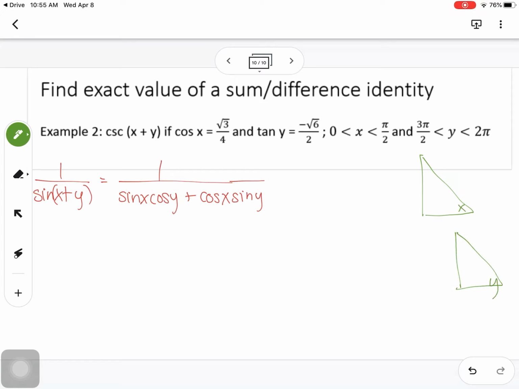So again, I just draw one per. For cosine of x, this was square root of 3, this was 4, and so this missing side is the square root of 13. For tangent, opposite should be the root 6, adjacent is the 2, and that missing side is the square root of 10. I am going to pay attention to quadrants. My x is in quadrant 1, my y is in quadrant 4, and that will help dictate some of the signs as we move through this.